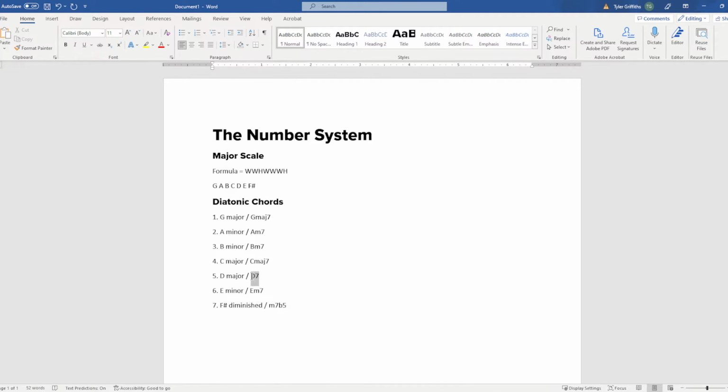So if you see a D7 and you're in the key of G, it's still the 5 chord. It's just a different thing. We're not just doing straight majors or minors anymore. We're now adding in the 7th. So now we're doing 4 note chords instead of 3.